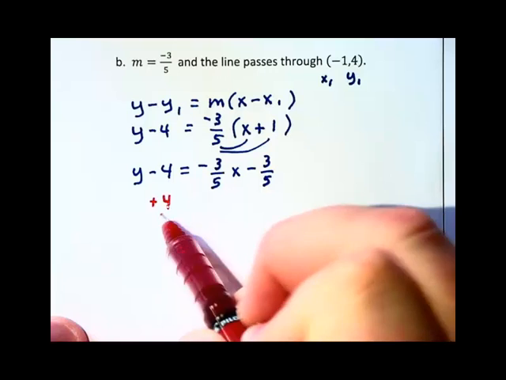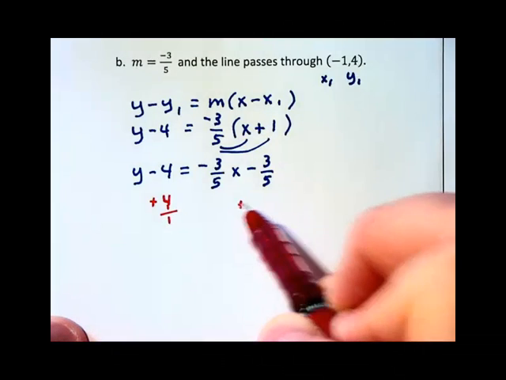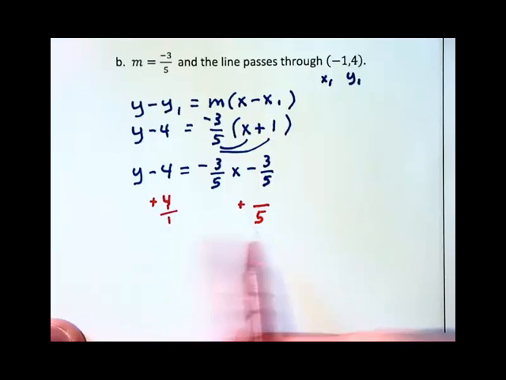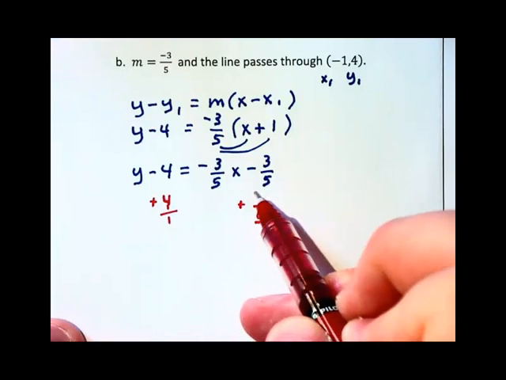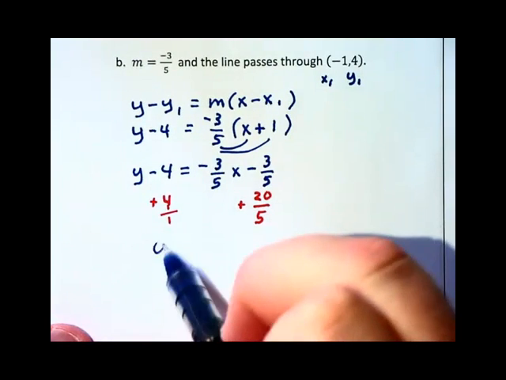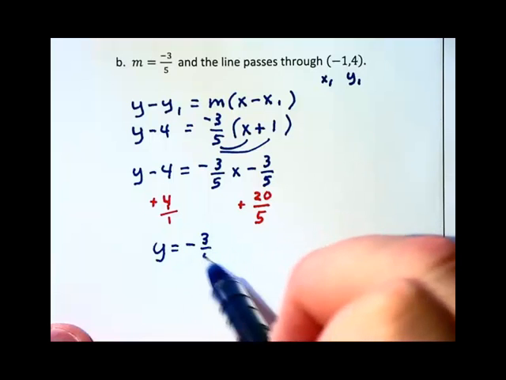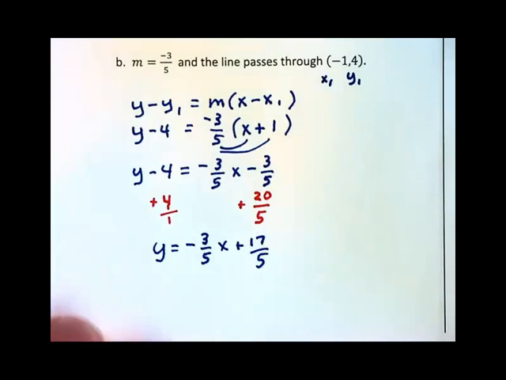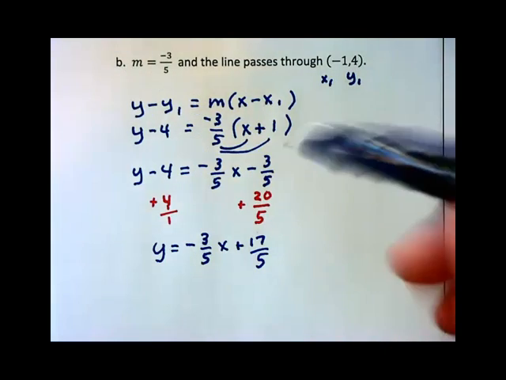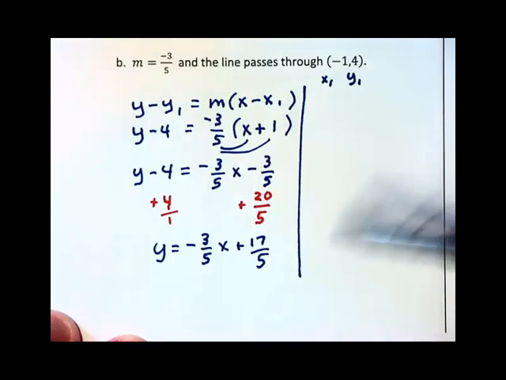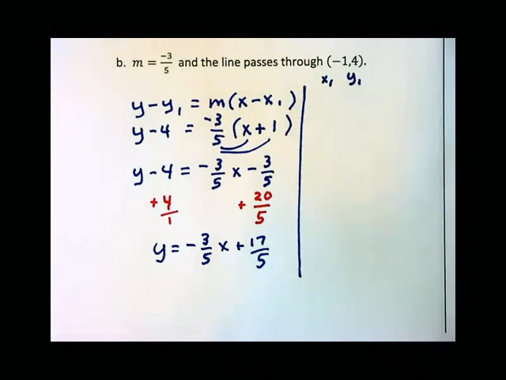Now that's really a 4 over 1, and we'd rather it be something over 5. So if one denominator is 5 times the other, the numerator is 5 times the other, and we're adding 20/5, and that's going to give us y equals negative 3/5 x plus 17/5. Notice all we had to do was substitute in the given values to go straight to our equation. Now I'm going to show you another method here. It's not the method I'm going to continue using, but I at least want to show it to you.